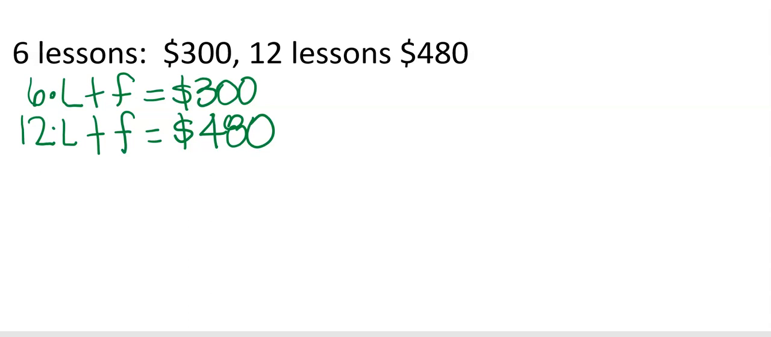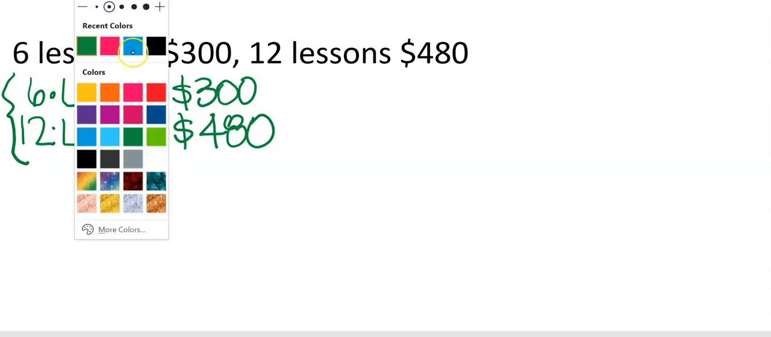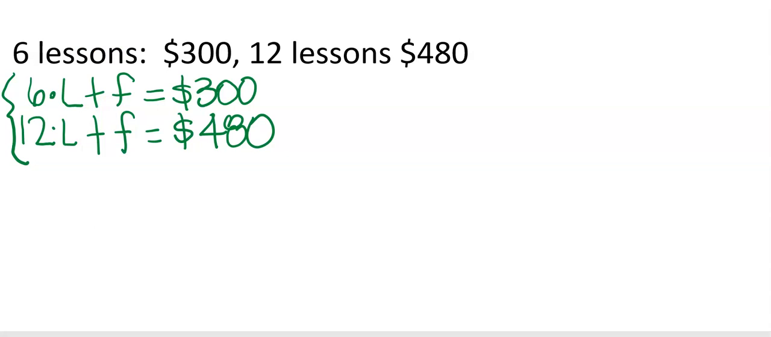Okay, so we're talking about two different things. How much is the one-time fee? How much is the cost per lesson? And we could solve these together. Now, what would be the letter that you would want to solve for on this one? F. Would it matter which one? No. When you're looking at it, you have a 6L, a 12L, a 1F, and a 1F. So it wouldn't matter which one that you solve for. I'm just going to go with the first one.